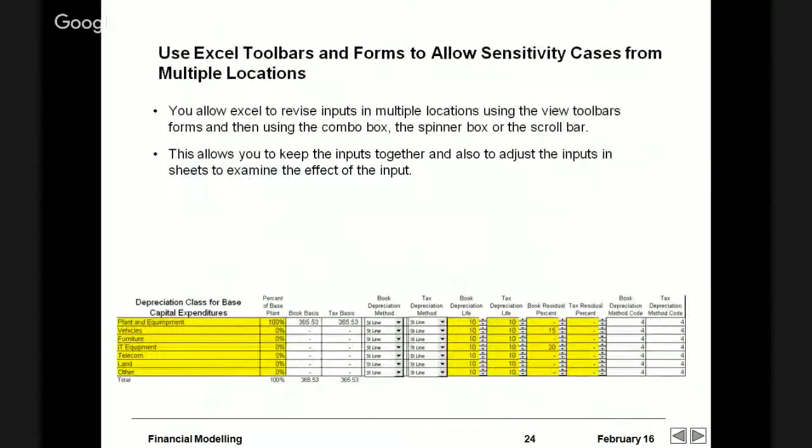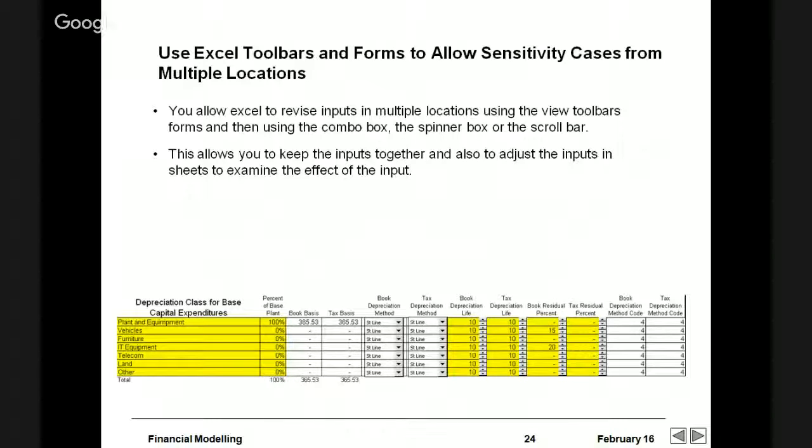These are the multiple toolbars and location. We can use a beautiful method like a straight line method or a continuous method, rigorous method. All these kind of things could be used in your Excel, which could exactly tell you what is the residual value, what is the tax percentage, what is your depreciation that's going to come to you. So your Excel will allow you to revise inputs in multiple locations using the different toolbars and the combo box, the spinner box, scroll bar, whatever it is.